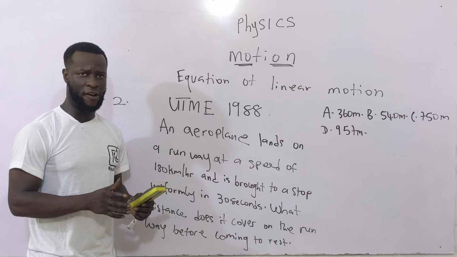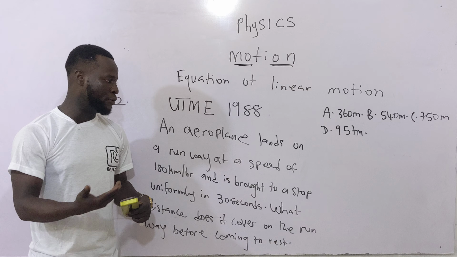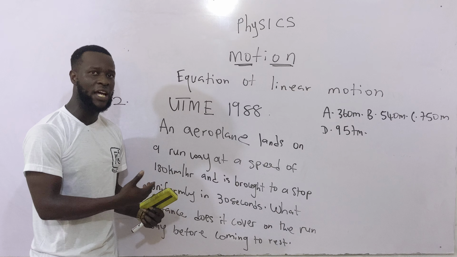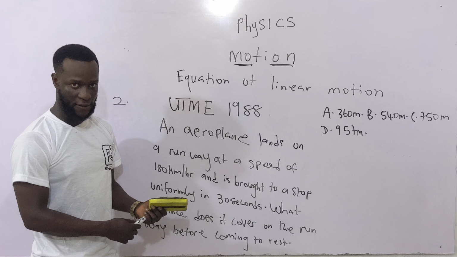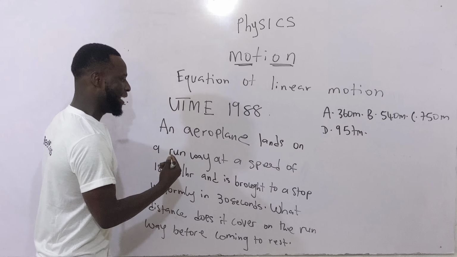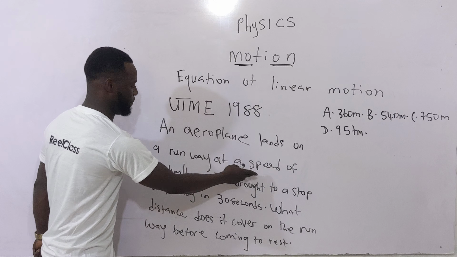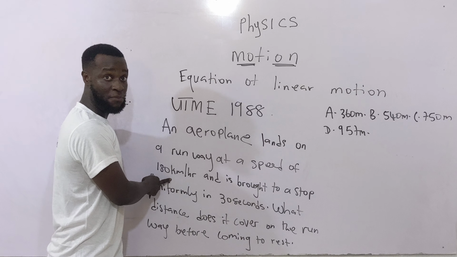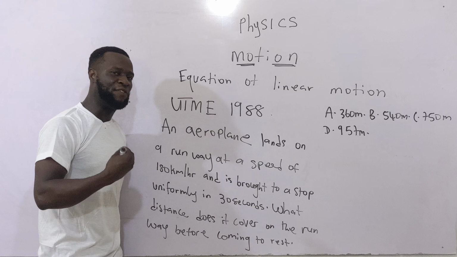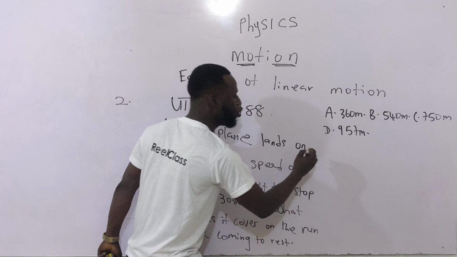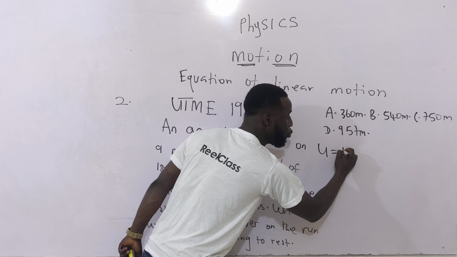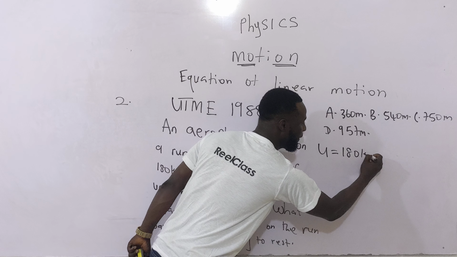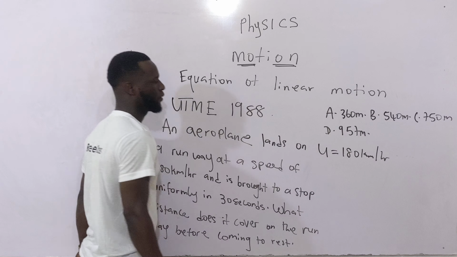Remember, I told you that the first thing you need to do in solving a question like this is to set out your parameters. Now, they said an aeroplane lands on a runway at a speed of 180 km per hour. This is my initial speed. This is my U, because that is the velocity it is starting with. So, U is equal to 180 km per hour.